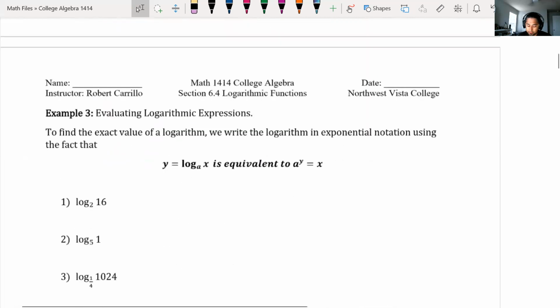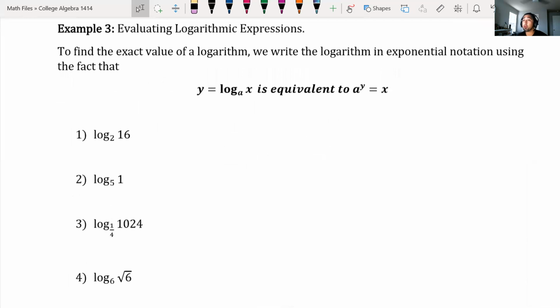Let's keep going. Example 3. We are now going to evaluate logarithmic expressions. So here we're going to be given a logarithmic expression, and the only way to evaluate it is to change it into an exponential notation. So here, once again, the property: if y equals log base a of x, then we can convert it to exponential as a to the y equals x.